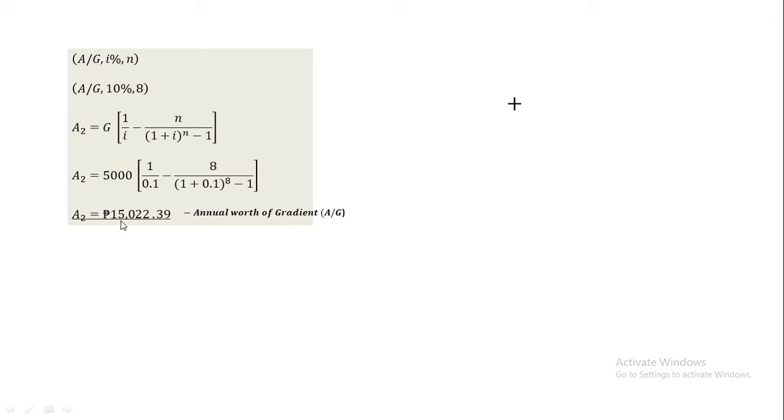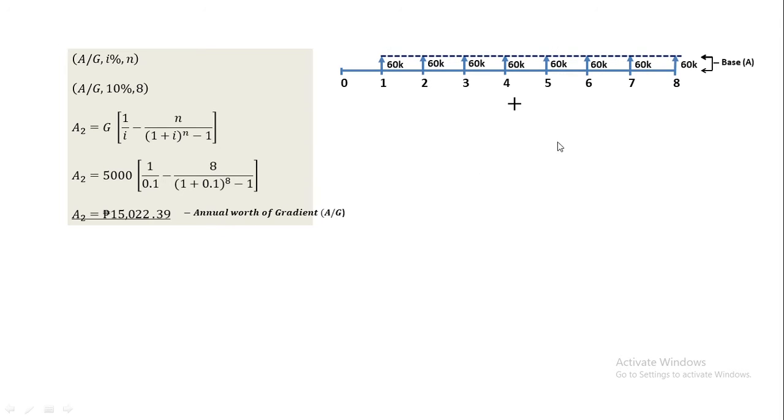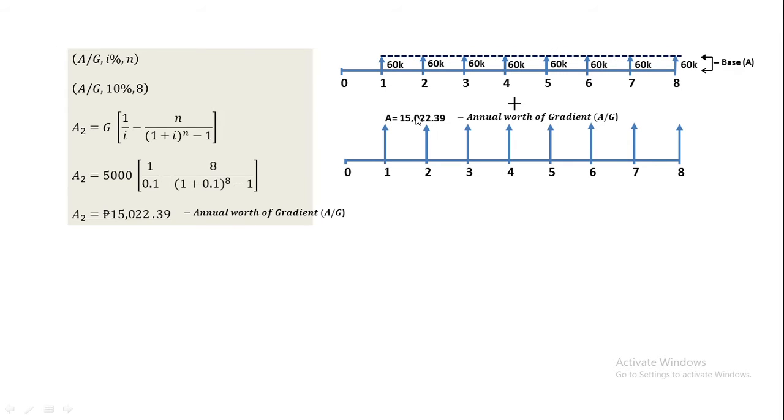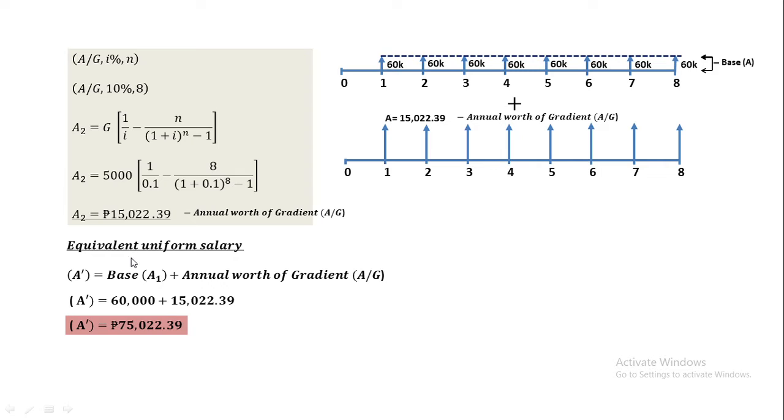By solving, we will come up with this result. The annual worth of the gradient AG is 15,022.39 pesos. Now, we will add this to the already known 60k base so that we will come up with the result. We will solve for the equivalent uniform salary. So the equivalent uniform salary is 75,022.39 pesos.